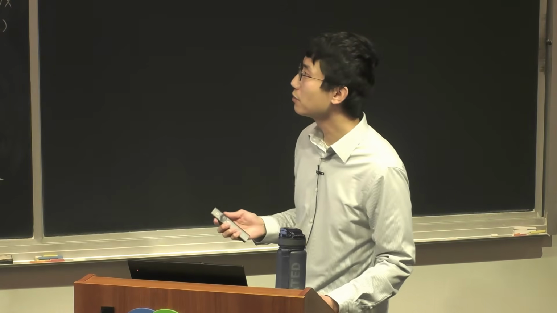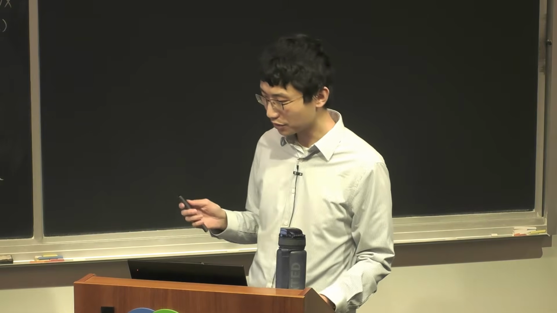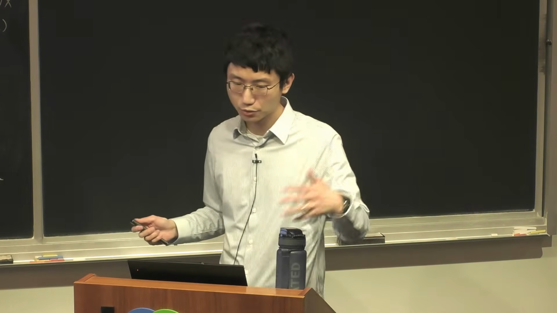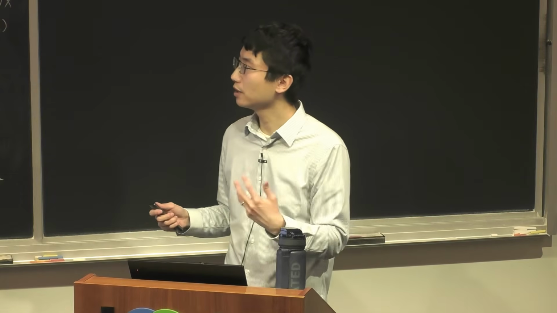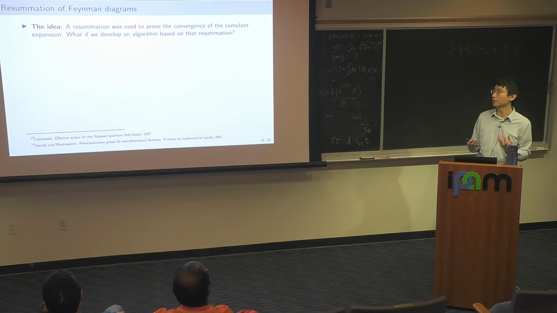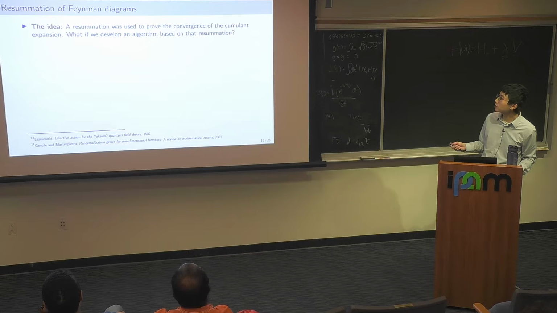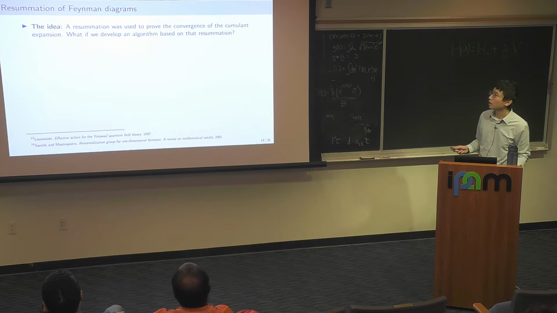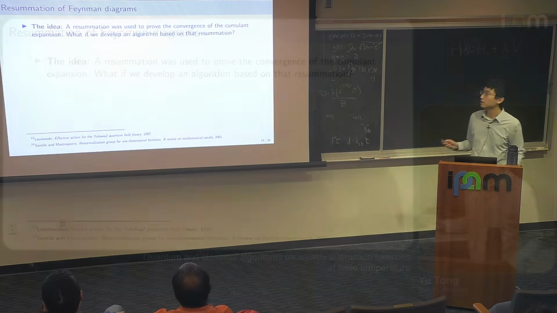Right, so the idea is a resummation that was used in the proof of the convergence. Originally we thought about how to sum up the Feynman diagrams, but actually a summation of Feynman diagrams was not directly used in the proof of the convergence of the cumulant expansion. So here the proof of the convergence involves the resummation of your Feynman diagrams. So the idea is, why don't we use this resummation for an algorithm as well?